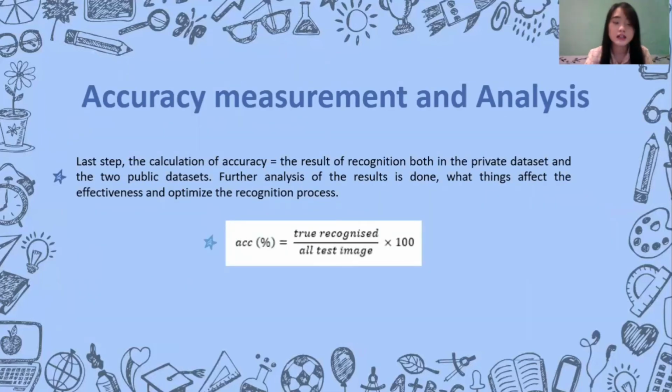Accuracy measuring and analysis. The last step is the calculation of accuracy, meaning the results of recognition in both the private dataset and the two public datasets. Further analysis of the results is done. What things affect the effectiveness, and how can the recognition process be optimized?